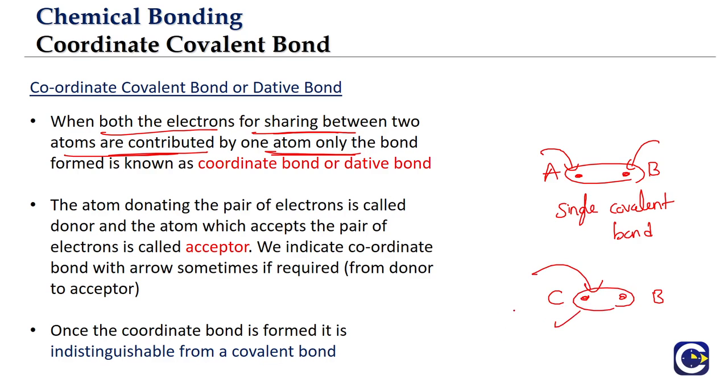Such a covalent bond is what we call a coordinate bond or the dative bond. So what do you call it? Coordinate covalent bond, or in short, coordinate bond. What is the other name for this? We can also call it dative bond.